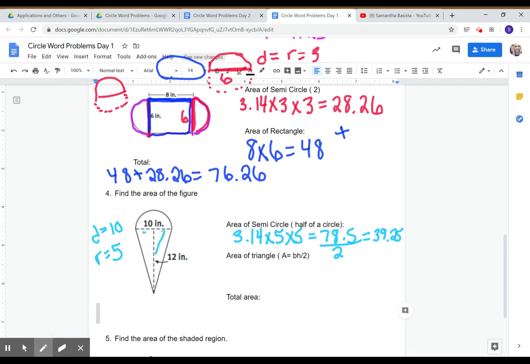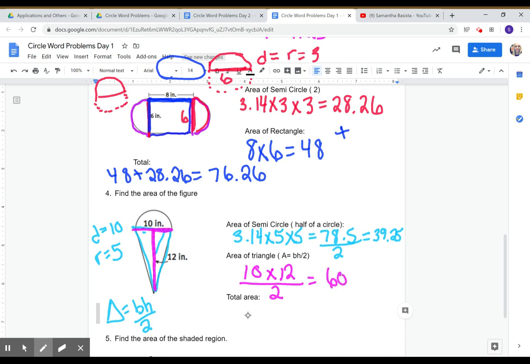Okay, for the triangle, how do we find the area of a triangle? We find the area of a triangle by doing base times height divided by 2, right? That was the formula for a triangle. So let's work on that. The base of the triangle is 10. The height of the triangle is 12. 10 times 12, and don't forget, for a triangle we always divide by 2. 10 times 12 is 120, divided by 2 gives me 60.